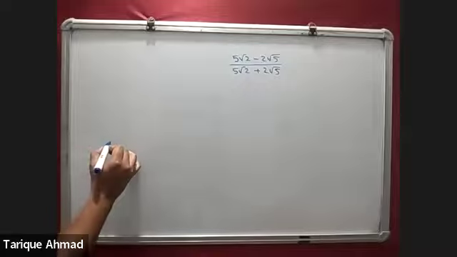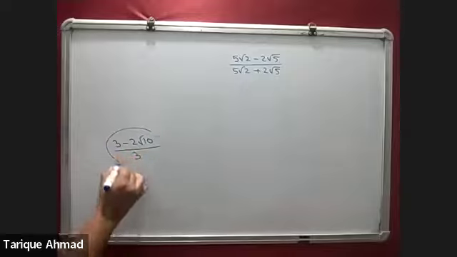3 minus 2 root 10 upon 3. Repeat. 3 minus 2 root 10 upon 3. Yes. Here you are getting 3.